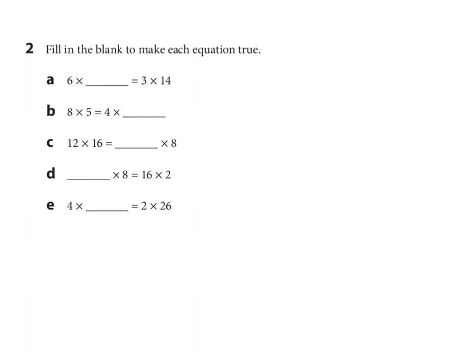Now, for number two, it says fill in the blank to make each equation true. So we're going to try and use those number relationships. How do the factors on this side of the equals or same as sign connect to the factors over here? Well, 6, does 6 connect to 3, or does it connect to 14? Well, I know 6 chopped in half is 3.